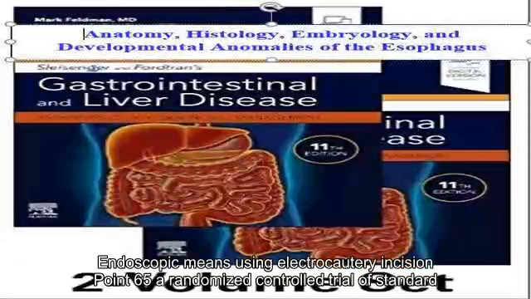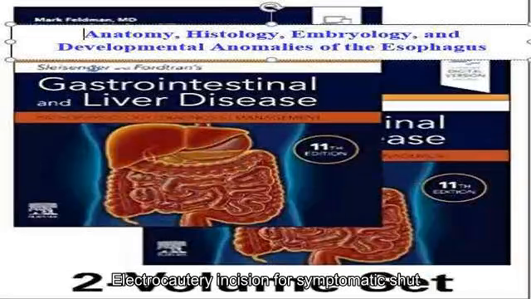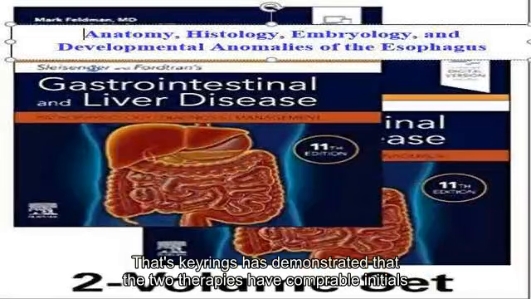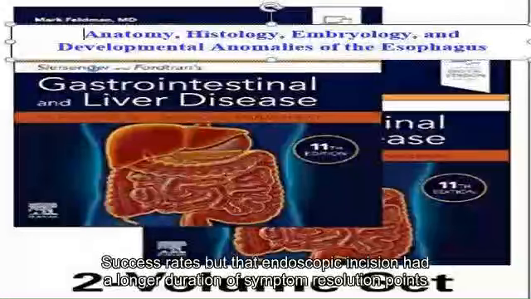Symptomatic rings that are refractory to dilation have been successfully treated by endoscopic means using electrocautery incision. A randomized controlled trial of standard Bougie dilation versus electrocautery incision for symptomatic Schatzky rings has demonstrated that the two therapies have comparable initial success rates but that endoscopic incision had a longer duration of symptom resolution.